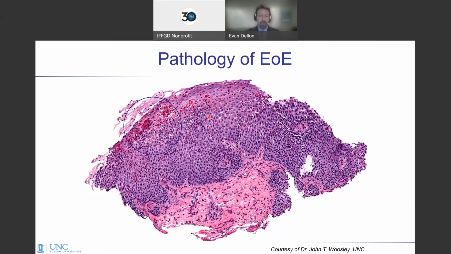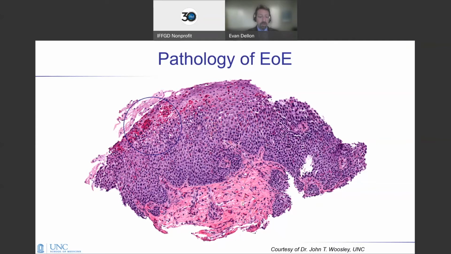This is called basal zone hyperplasia, where there's an expansion of additional cells. You can see space around the cells indicating impaired barrier function. And you can see some scar tissue here at the bottom underneath the top layer of the esophagus.